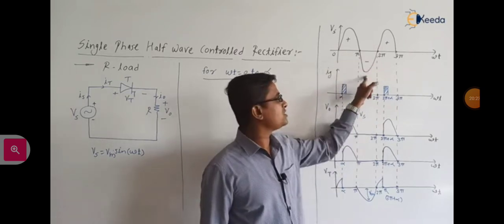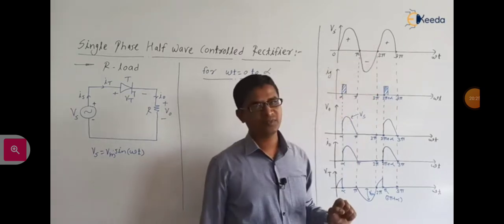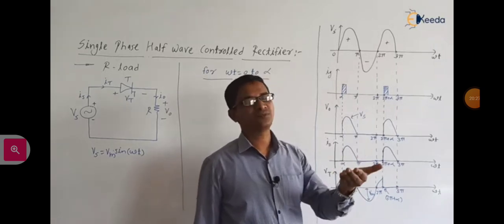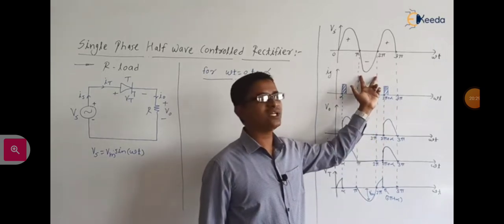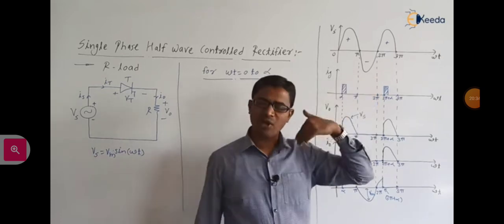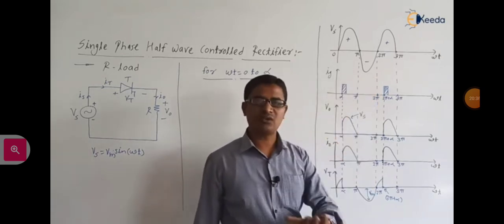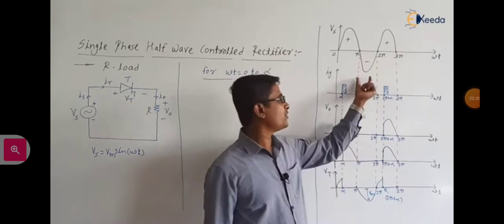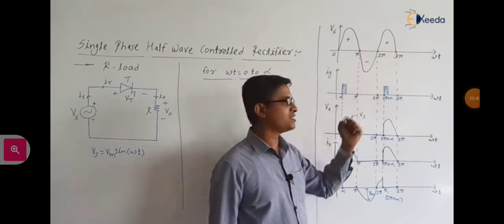When Vs is negative, that is from pi to 2 pi, the thyristor is in the reverse bias mode. So during this interval the thyristor will be in the reverse bias mode. If the thyristor is in the reverse bias mode and we apply the gate signal, will our thyristor turn on? No. So during reverse biasing of the thyristor we have not applied the gate signal.